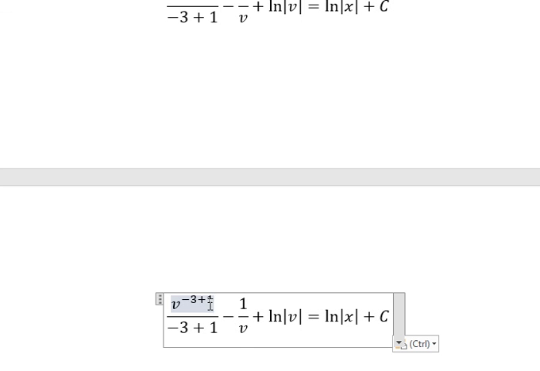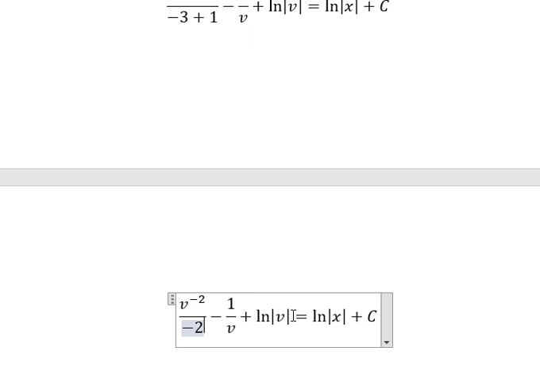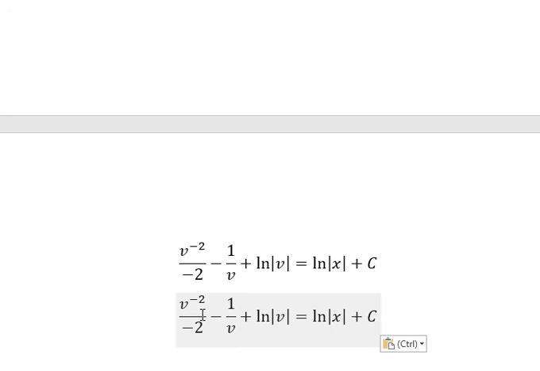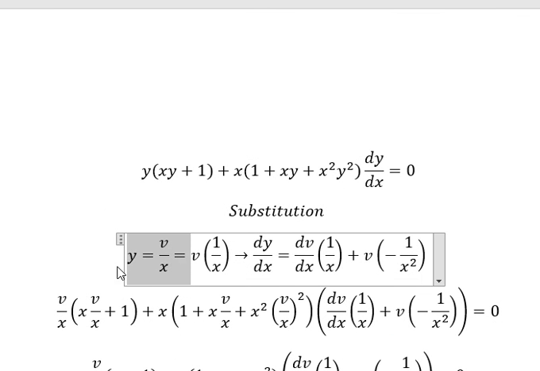This one we have negative number 2. About v, that is about this one.